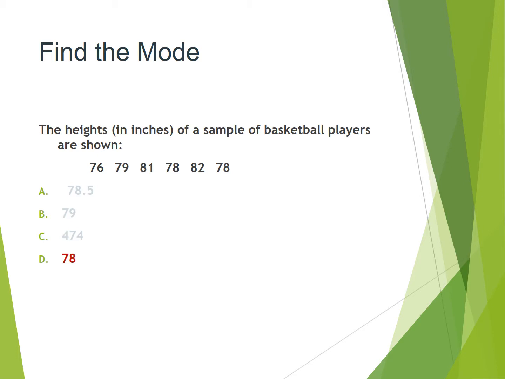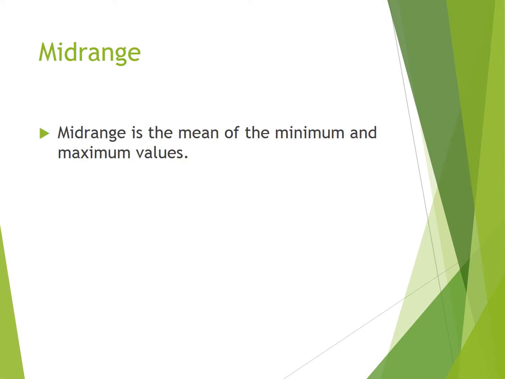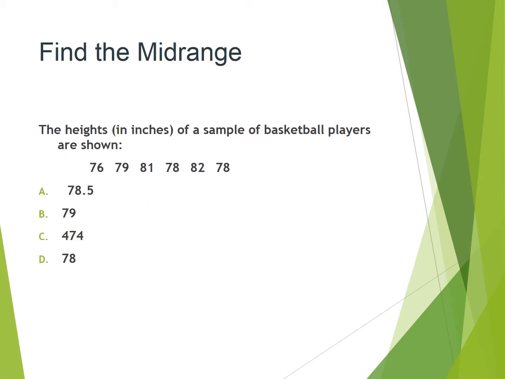All right, you're right, 78, because 78 is repeated twice. The mid-range is the value halfway between the minimum and the maximum values. So to find it, you add the minimum value plus the maximum value and divide by 2. So find the mid-range: take the smallest value plus the largest value, divide by 2.